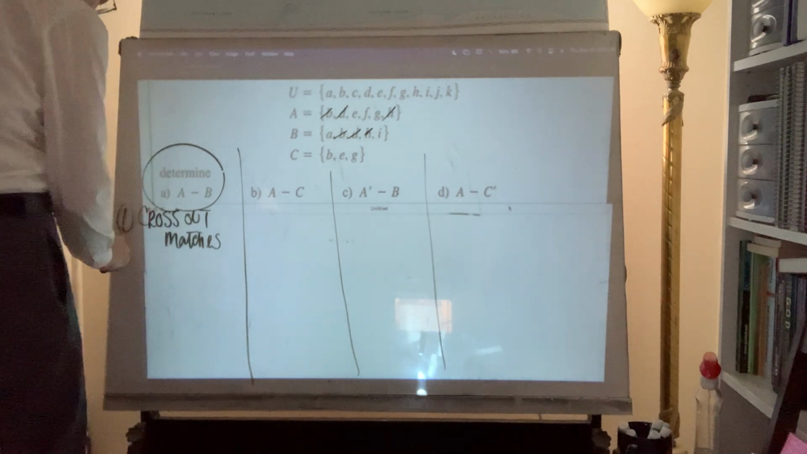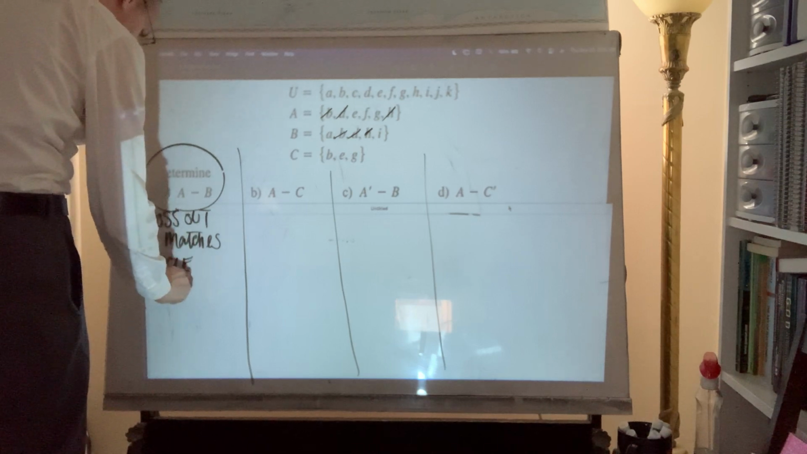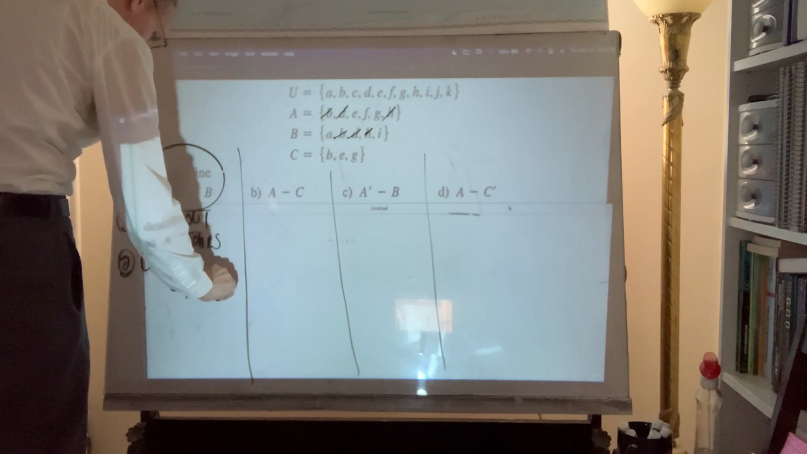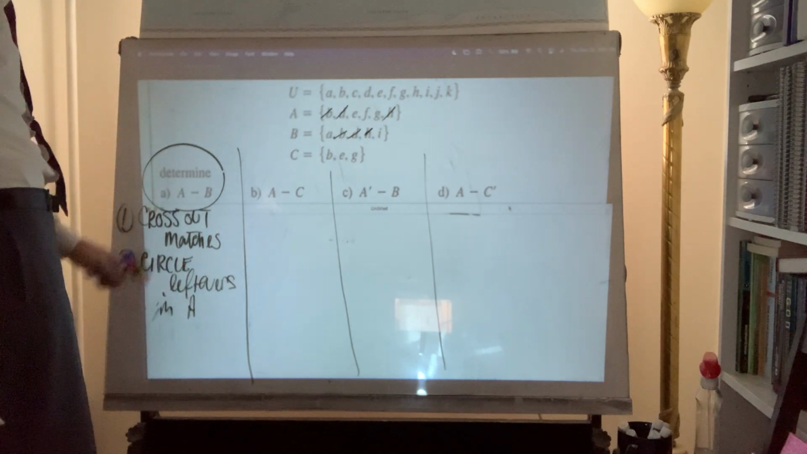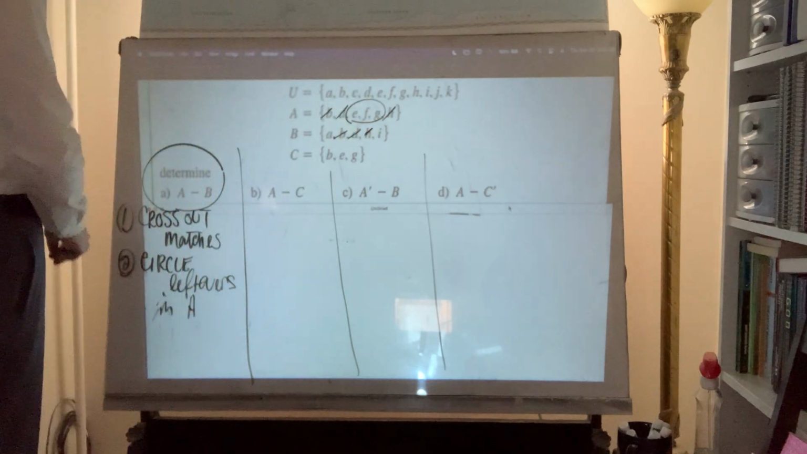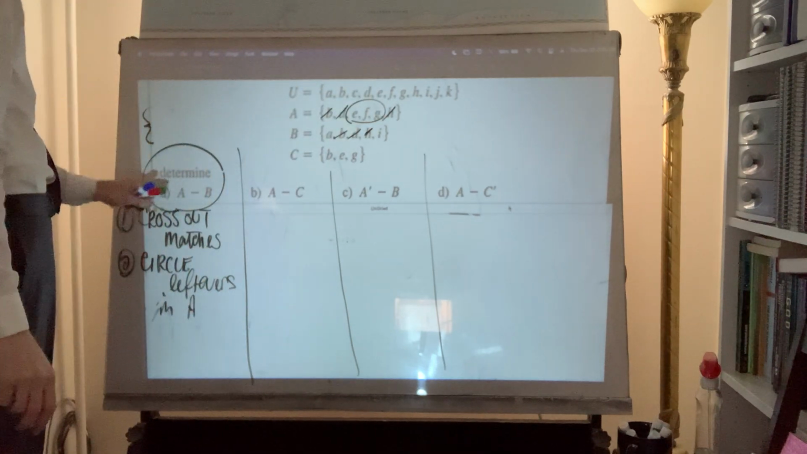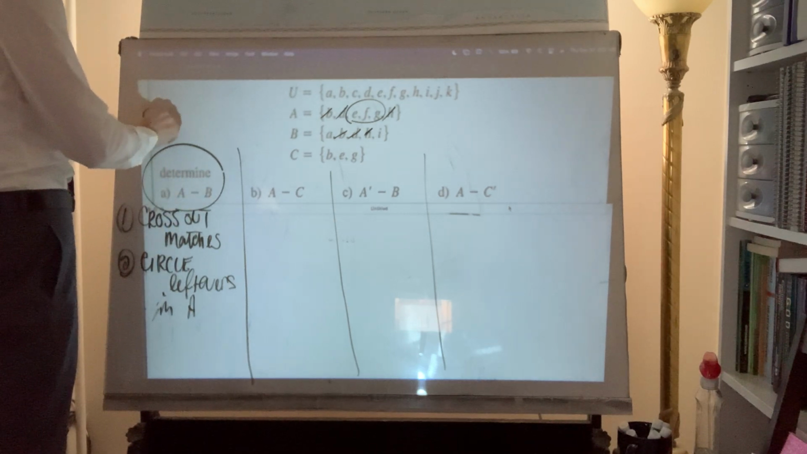All right, now let's just circle leftovers in A. This A was written in front of the subtraction symbol. That should mean that the set that is the difference of A and B in this particular order is E, F, G.